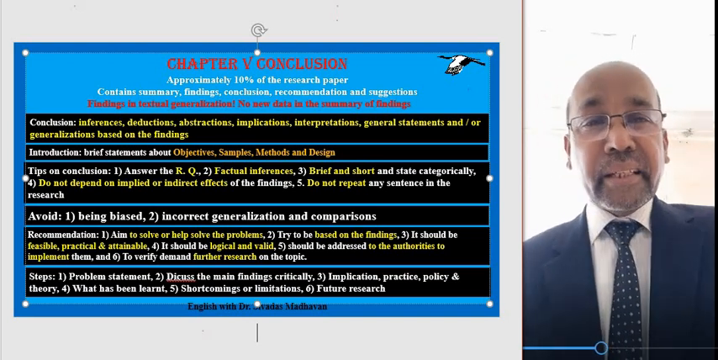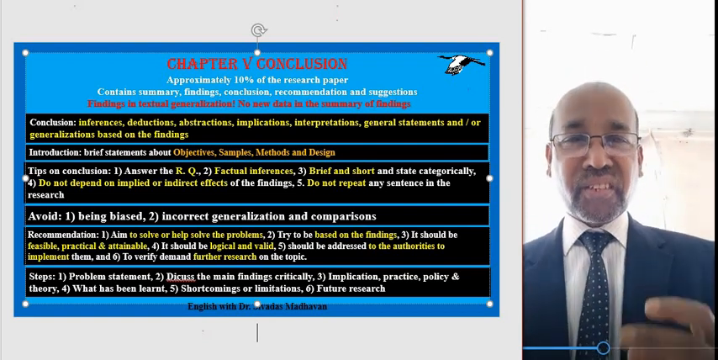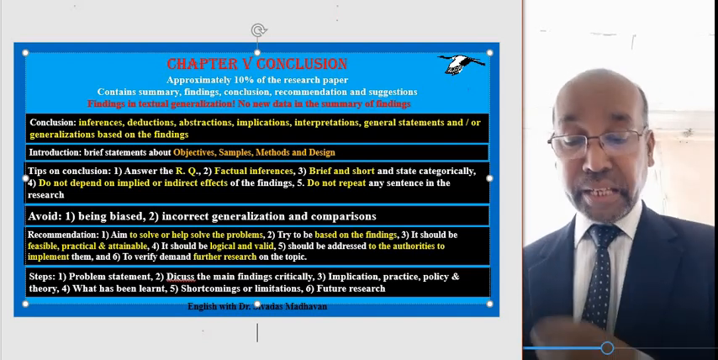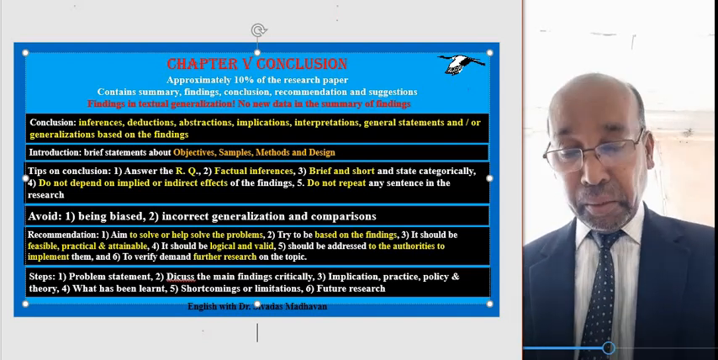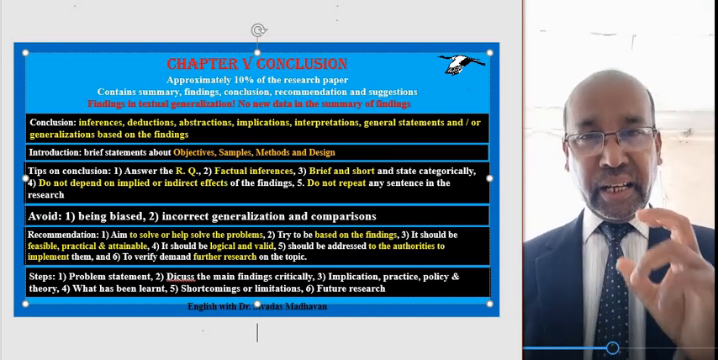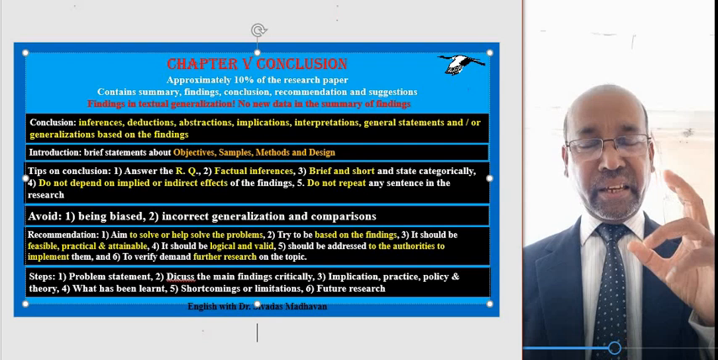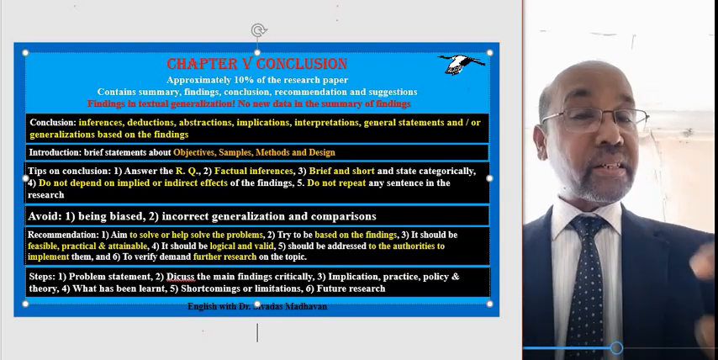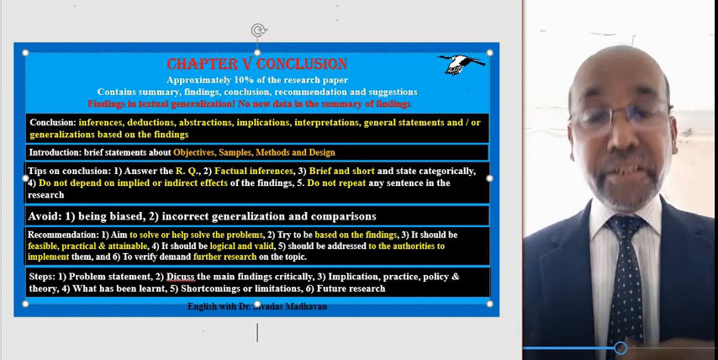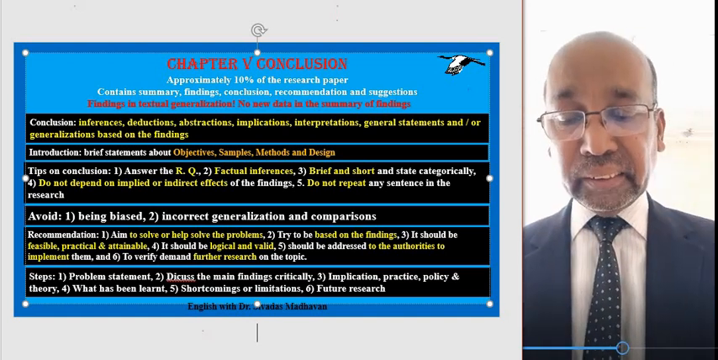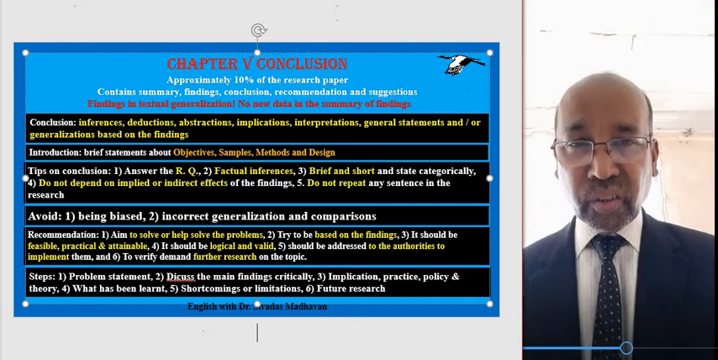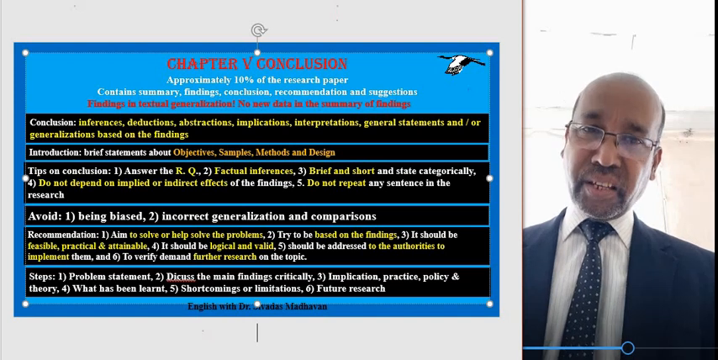So, most of the time, the conclusion will be the inferences. Inferences means eliciting the ideas based on the analysis that you have made, and it will be the deductions. You are deducing, you are getting the information, and abstractions, implications, interpretation, or generalization based on the findings.